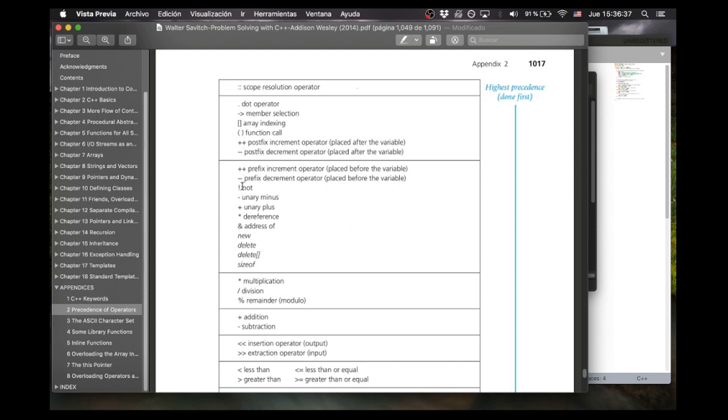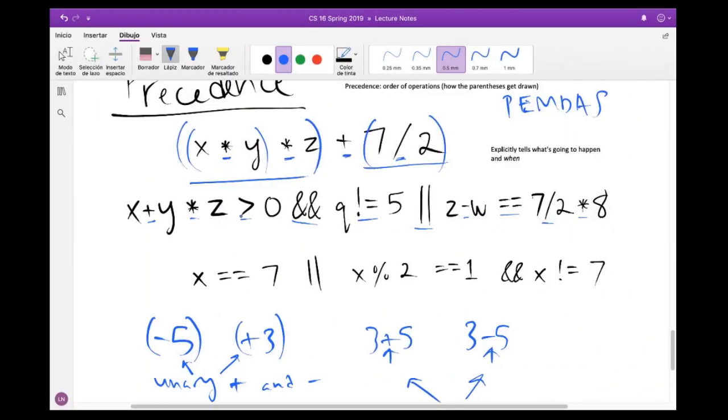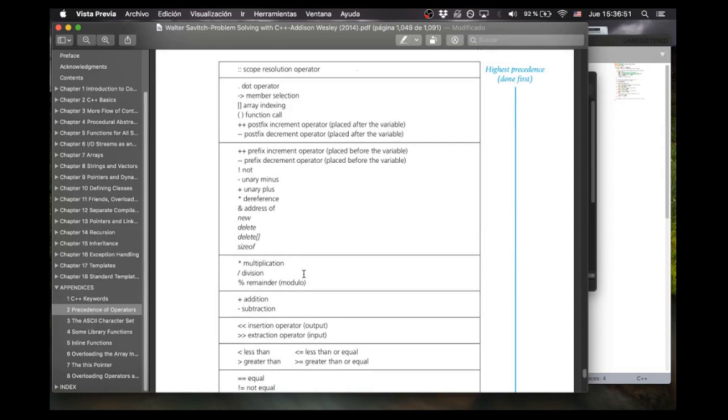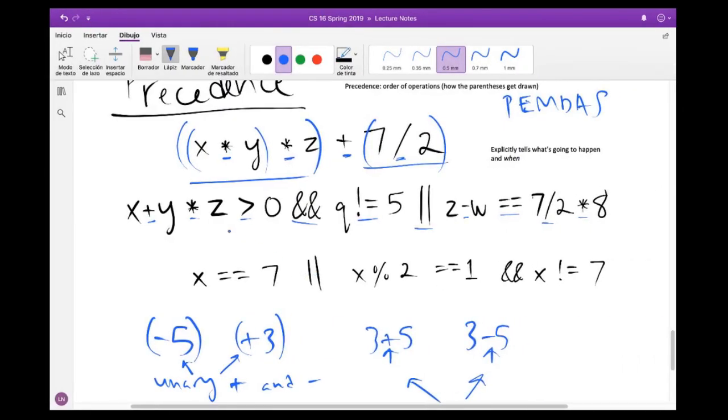Just scrolling down, it looks like we have, again, multiplication and division and remainder at the highest level. I don't see anything above. So let's work on multiplication and division and draw those parentheses first. So that means this multiplication operation is going to be the first thing, since it binds the tightest, we say. And so we're going to draw parentheses around what's immediately to its left and immediately to its right.